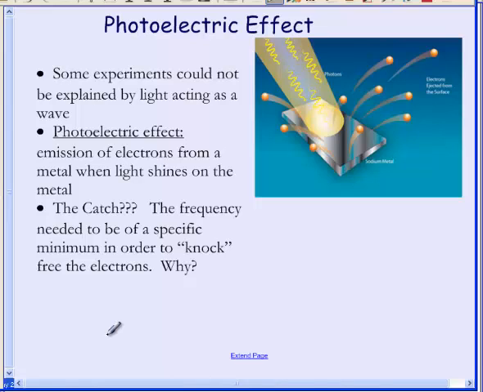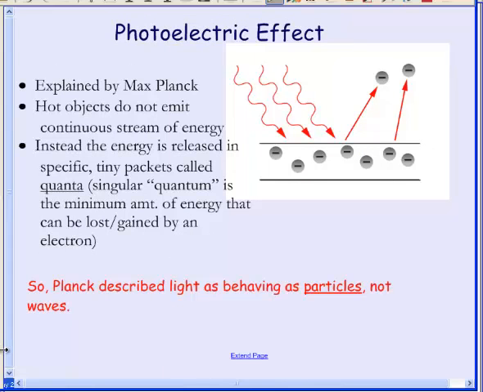It couldn't be explained because at the time, they just believed that light was a continuous wave of energies, not specific values of energy. So to help explain what was going on, a guy by the name of Max Planck came along, and he tried to explain the photoelectric effect. But in order to do so, he had to revise how everybody believed light behaved. So they had to revise their view of light.